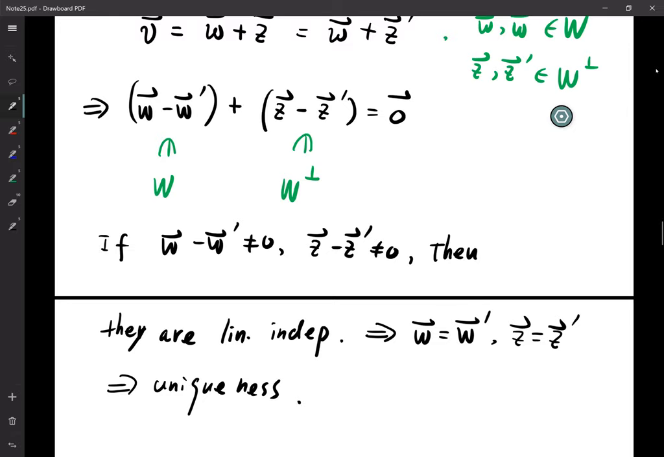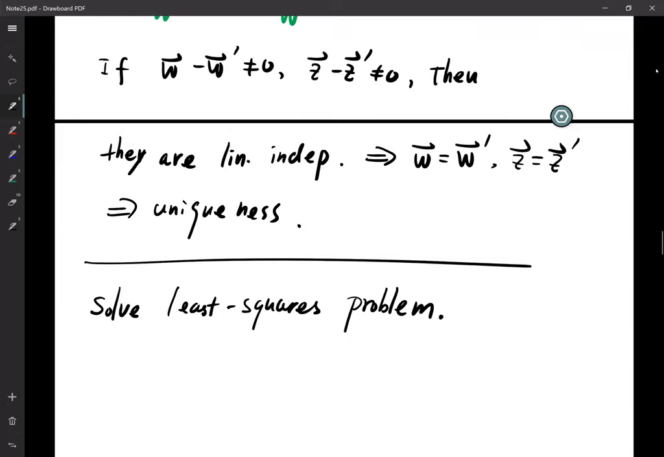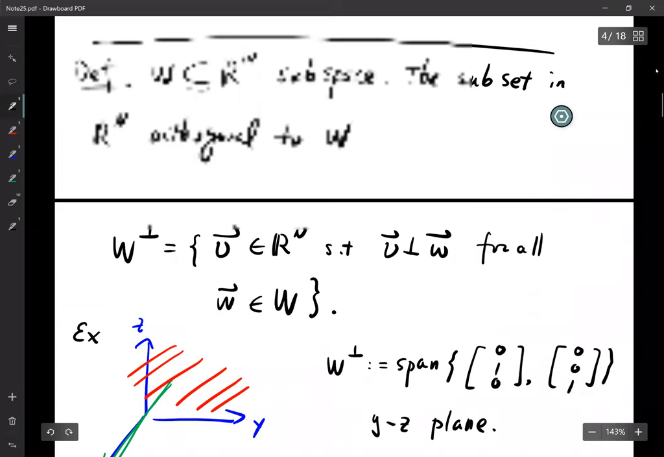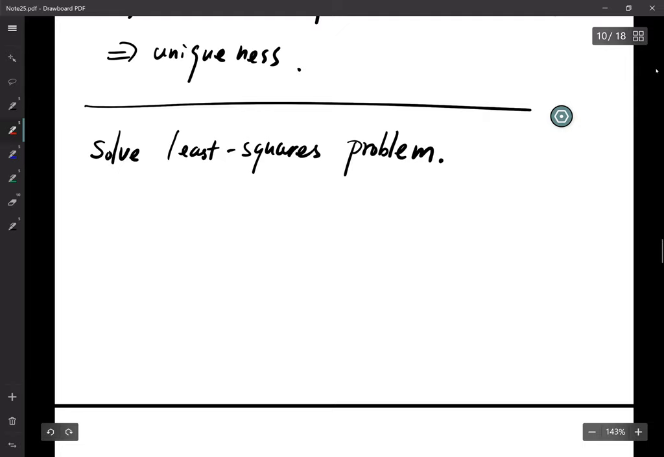Okay. Now let's go to the main business, which is to solve the least squares problem. I haven't defined what the least squares problem is. That was exactly the optimization problem we had before. This thing is called the least squares. Very intuitive, the least of the squares. Okay, so now I want to solve the least squares problem.